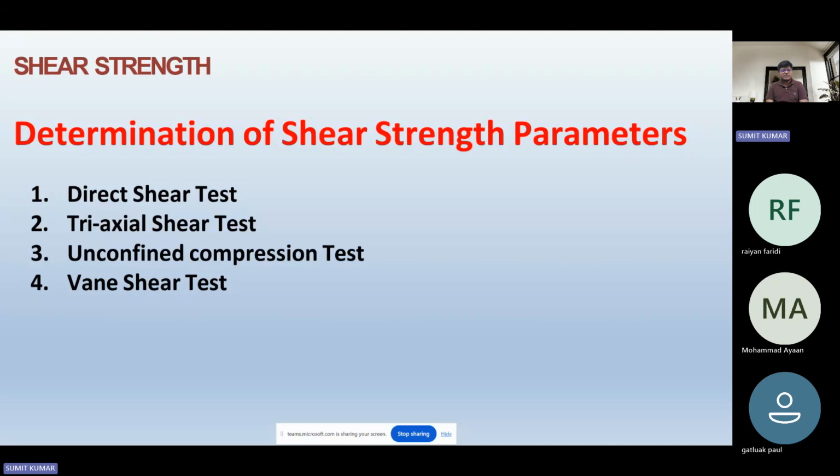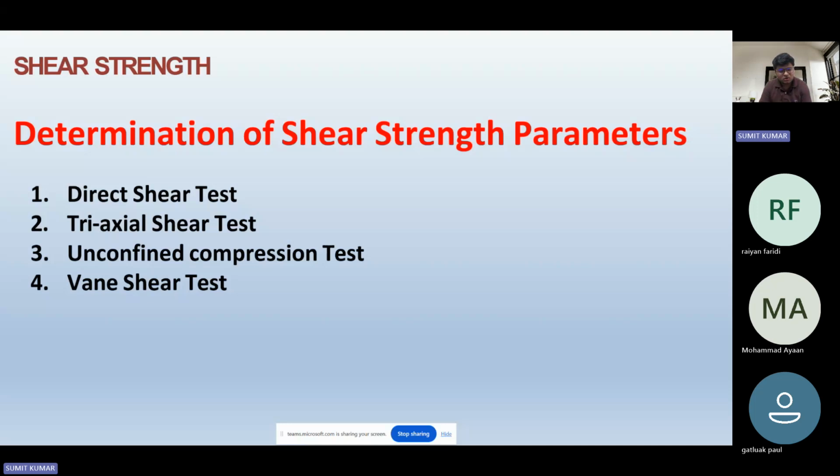Additionally, the unconfined compressive test and the vane shear test are also two of the tests which are performed. The vane shear test is a laboratory as well as a field test, depending upon the conditions in which we are able to perform those tests. So moving ahead with the descriptive discussions about these tests, the direct shear test is also called a box test.